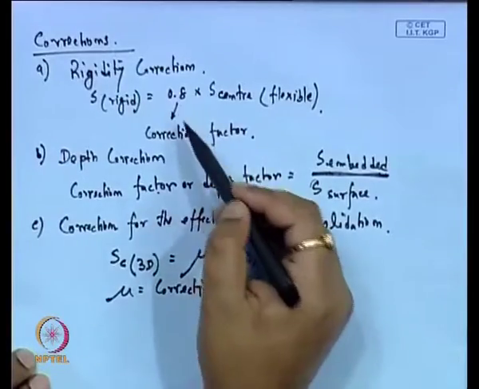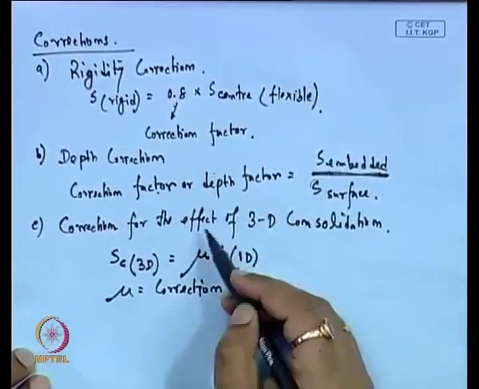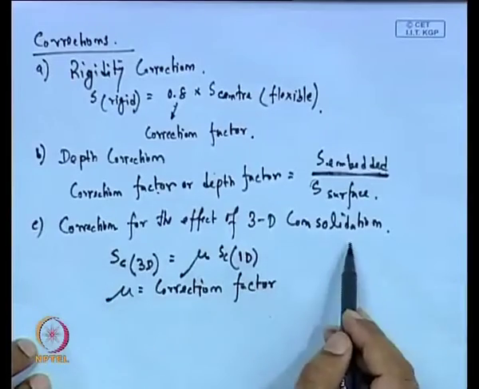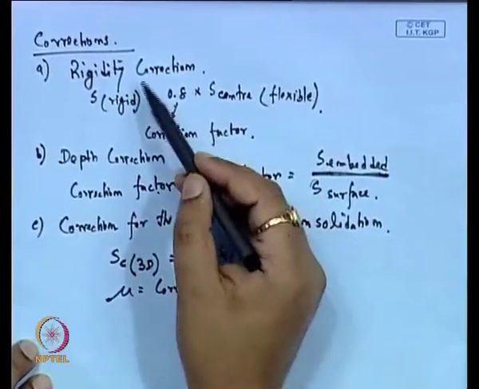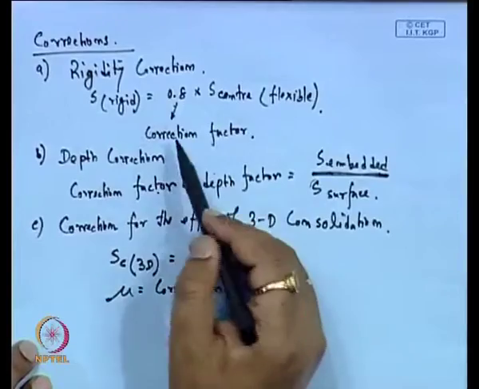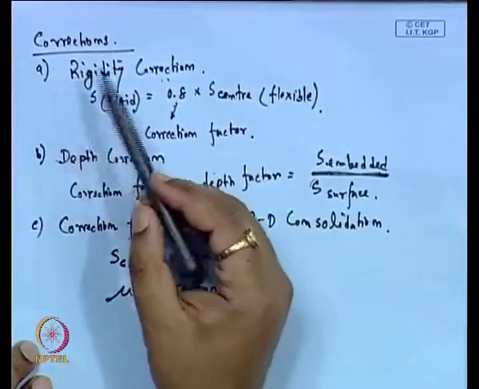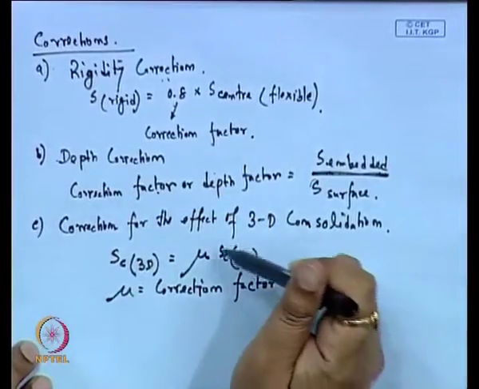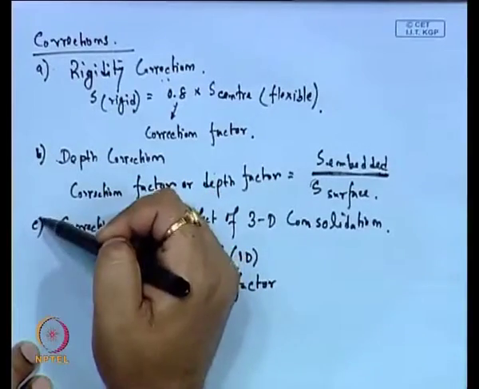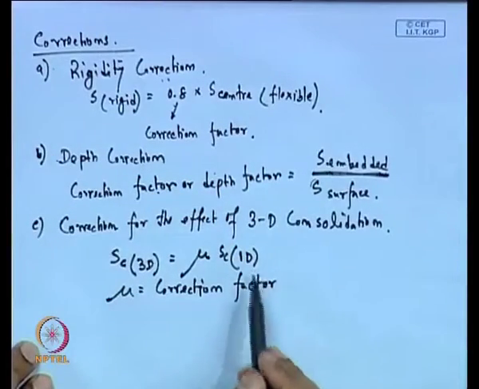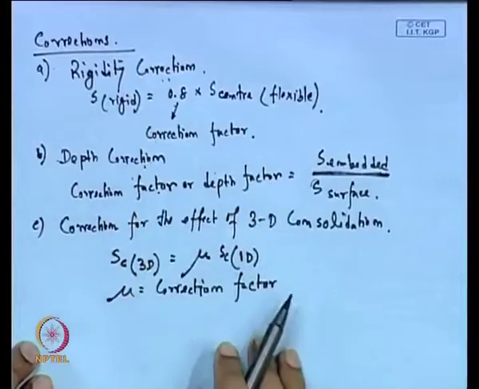For the rigidity correction, the factor is 0.8. But what would be the correction factor for depth and consolidation? It is noted that this consolidation correction applies only for the consolidation settlement, not for immediate settlement. The rigidity correction and the depth correction, these two corrections A and B, apply for the immediate settlement calculation, but the consolidation correction factor applies for the consolidation settlement calculation. That means A, B, C, all three apply for consolidation settlement, but for immediate settlement we apply only A and B.